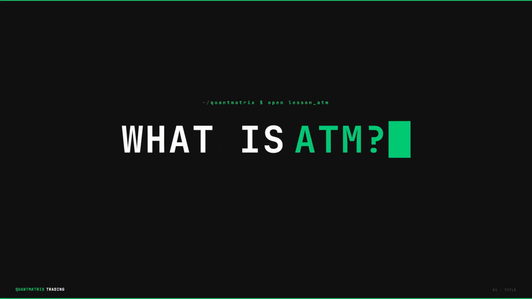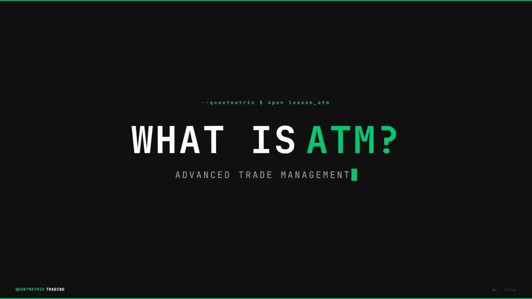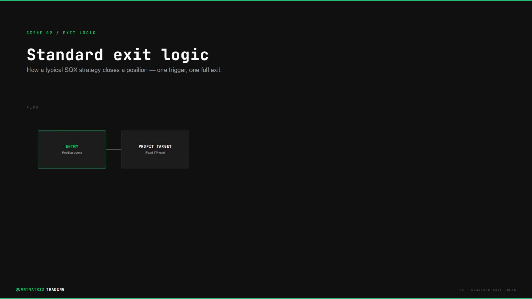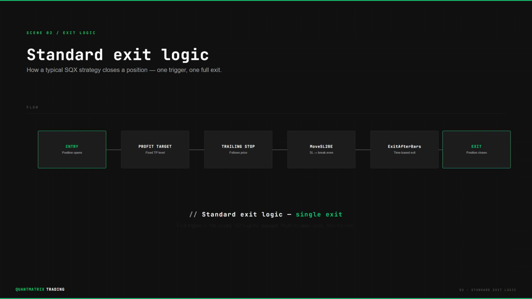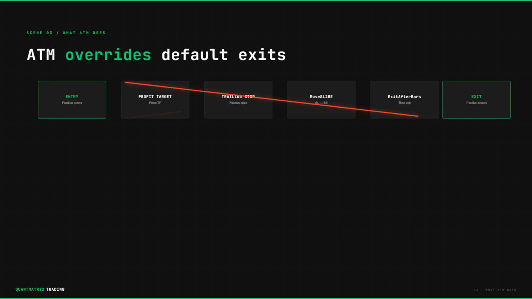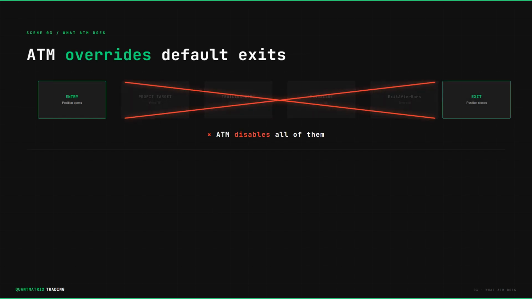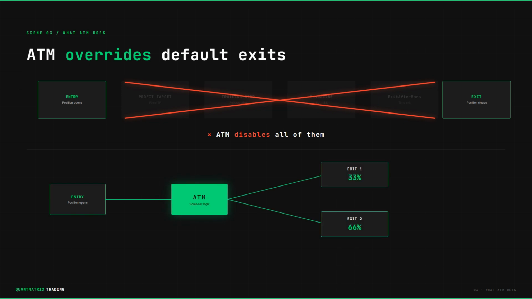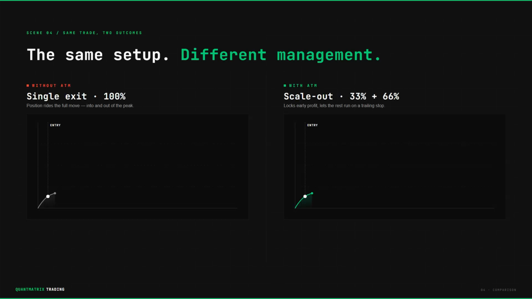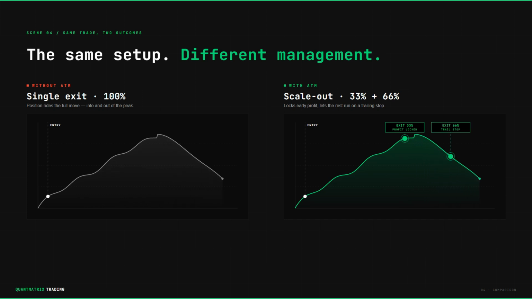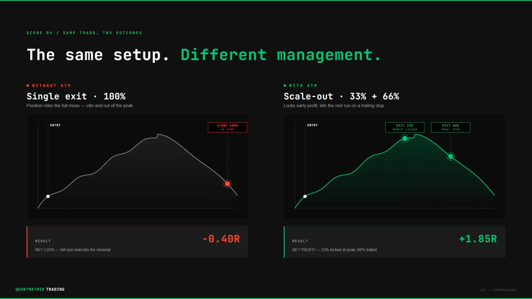What is ATM? Advanced Trade Management. A standard strategy has an entry, a profit target, a stop loss, a trailing stop, a break-even exit. ATM overrides this default. It has an entry and the exit is in two parts, 33 and 66%. Same setup, different management. In one we have 100% and in the other one two parts, 33 and 66. This is my configuration.